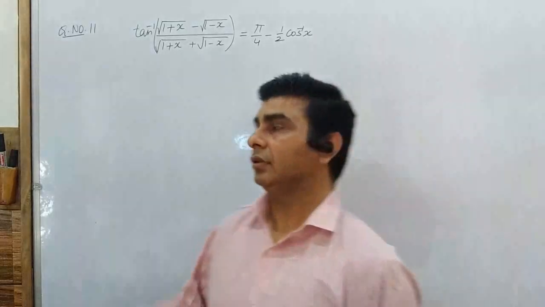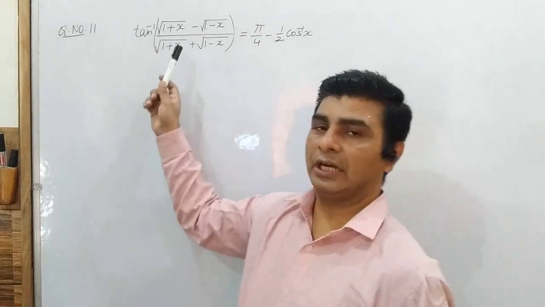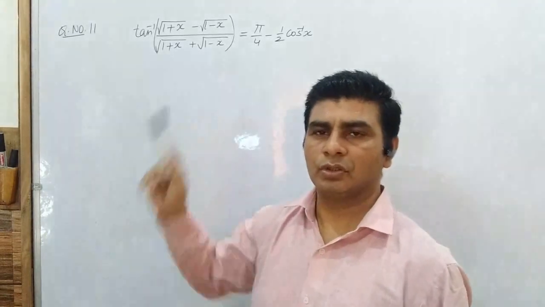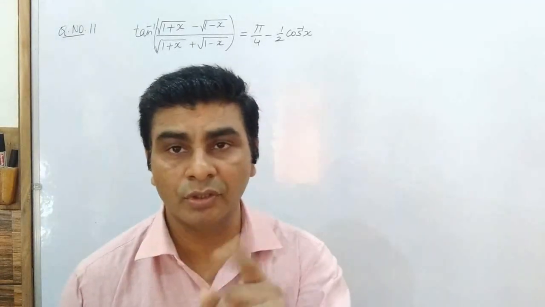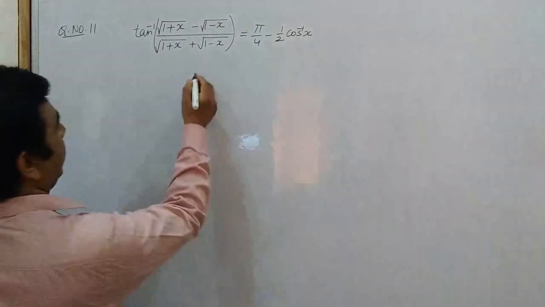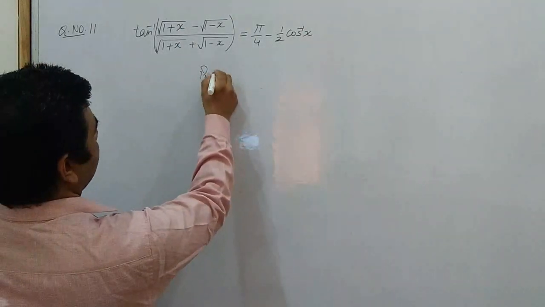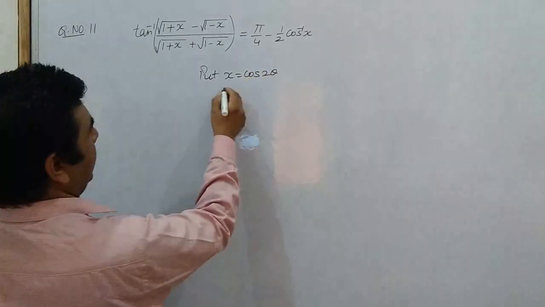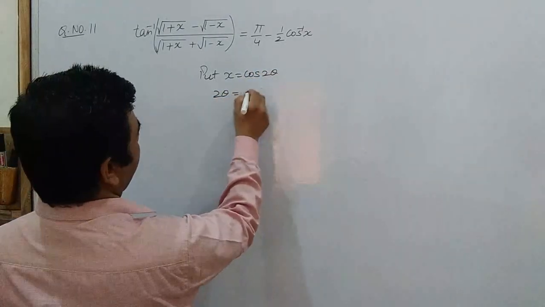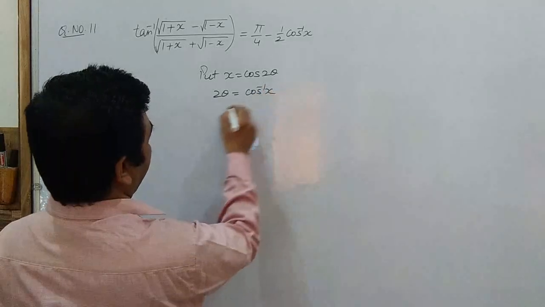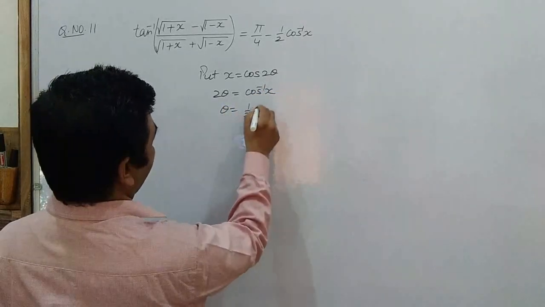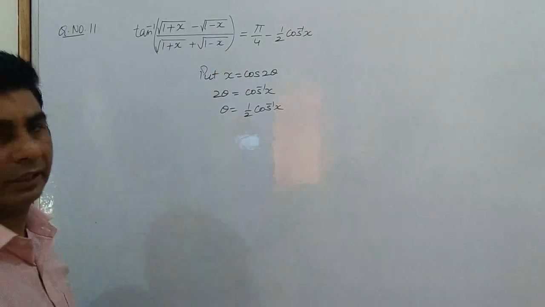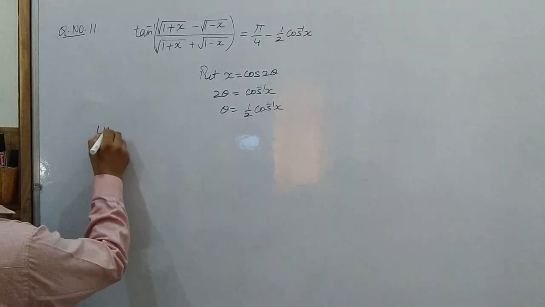This is the same as I have told you, that 1 plus x and 1 minus x both are existing in this question. So we can use x is equal to cos 2 theta. So let me put x is equal to cos 2 theta. From here you will find 2 theta will be cos inverse x and theta will be given by half cos inverse x.